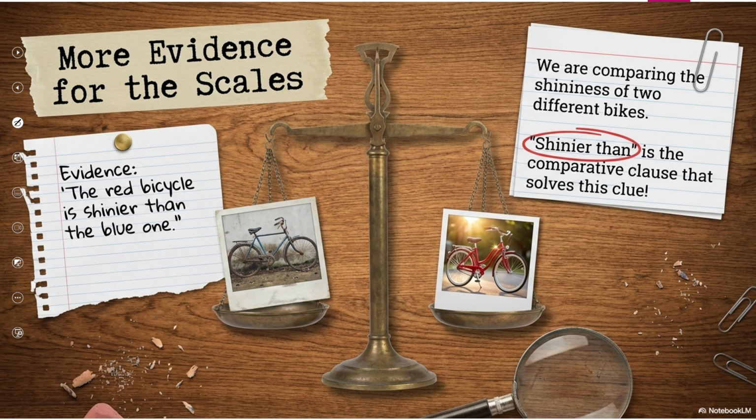Then we have another example. The red bicycle is shinier than the blue. Again, here is a comparison between two bicycles. We are comparing the shininess of two different bikes. Shinier than is the comparative clause that solves this clue.